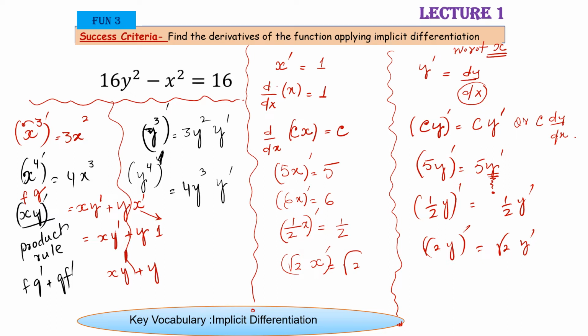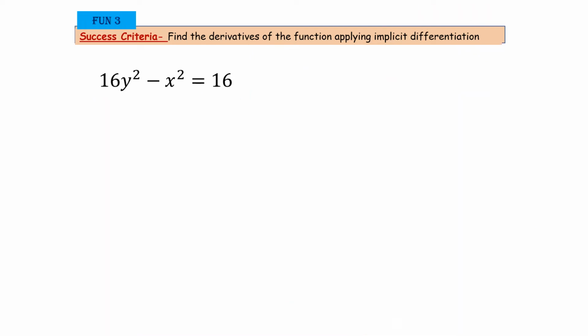Similarly, if x over y is written, you will use the quotient rule of differentiation. Now let's start solving the question containing the x and y on the same side of the equation. So using implicit differentiation, we are ready to take the derivative of 16y squared minus x squared equals 16.